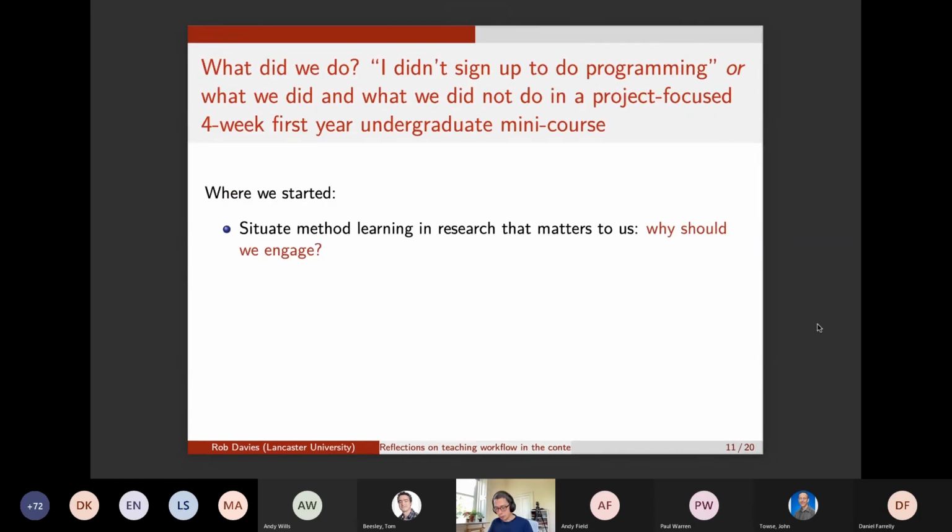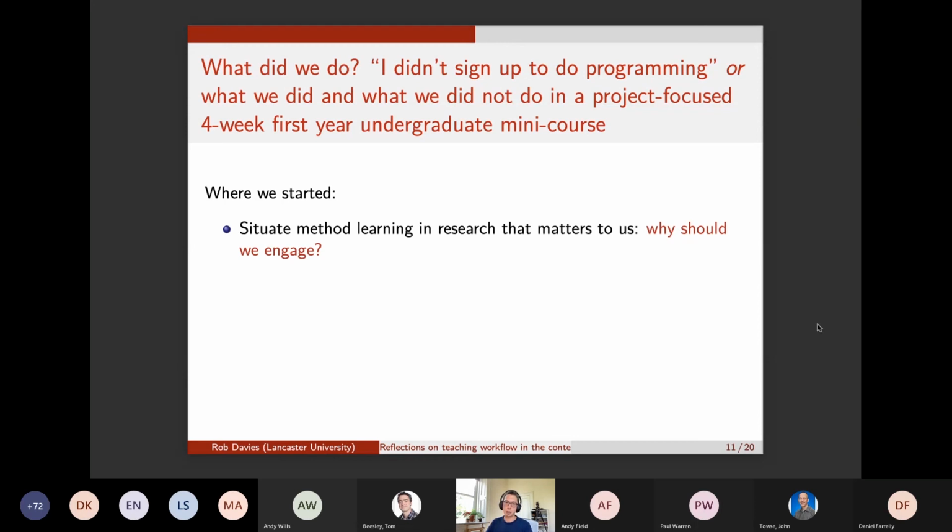So that's the framework for the motivations for thinking about workflow and situating methods teaching in terms of research projects. So what actually happened when, as Tom said, I came to contribute to a 4-week first year undergraduate mini course. This next part of the presentation will be talking about basically what did we do. So the title, you could say, is I didn't sign up to do programming, or what we did and what we did not do in a project-focused mini course.